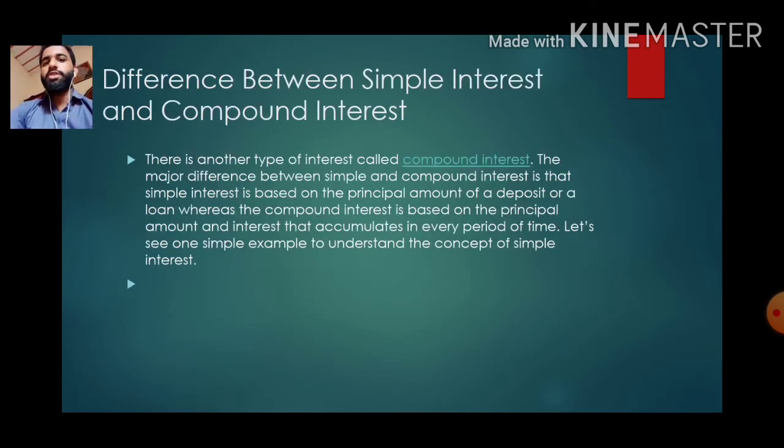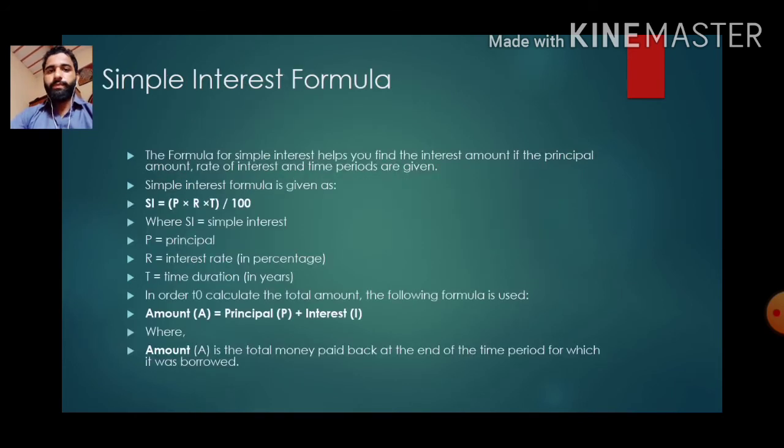The difference between simple and compound interest. There is another type of interest called compound interest. The major difference between simple and compound interest is that simple interest is based on the principal amount of the deposit or loan, whereas compound interest is based on the principal amount and the interest that accumulated in every period of time. Let's see one simple example to understand the concept of simple interest.